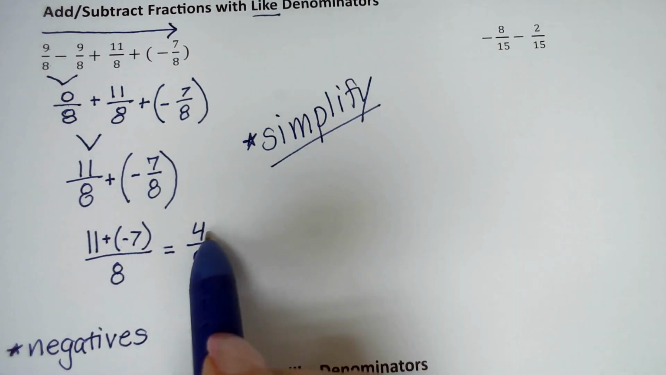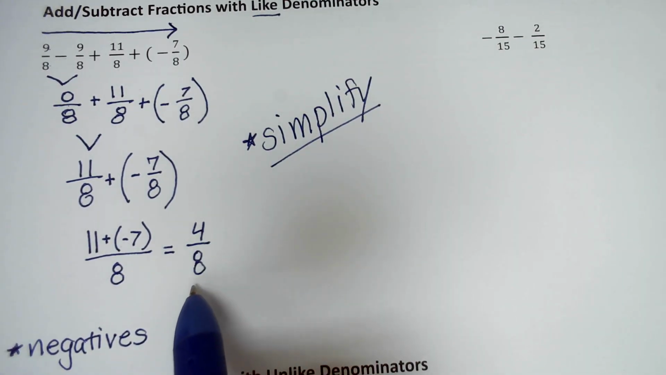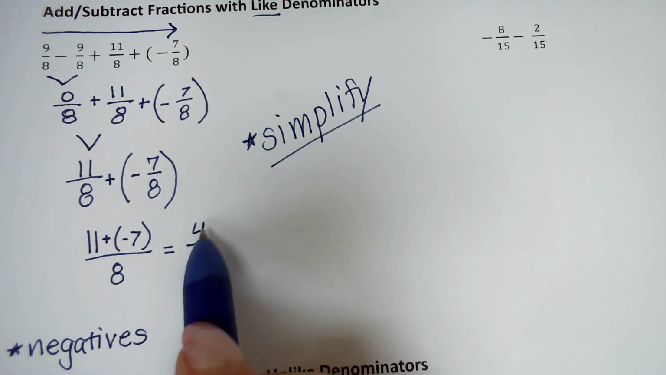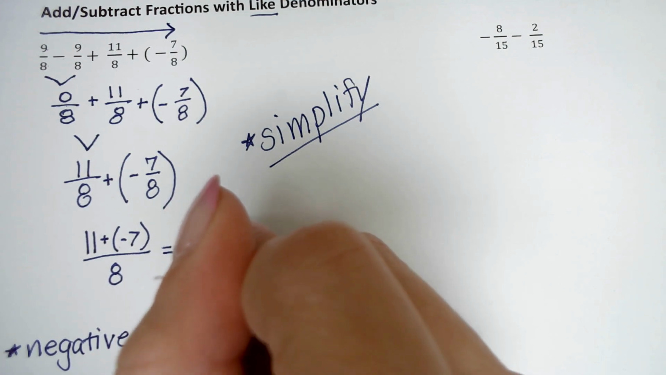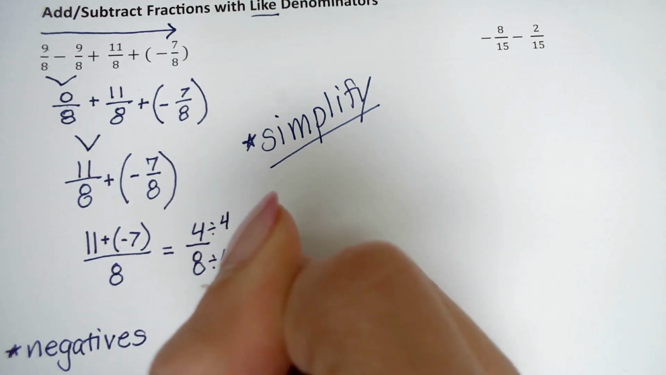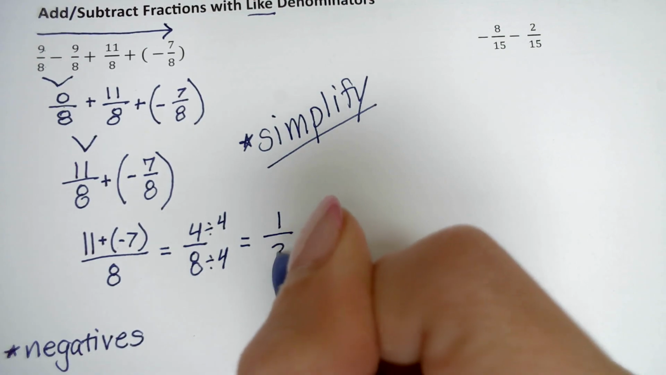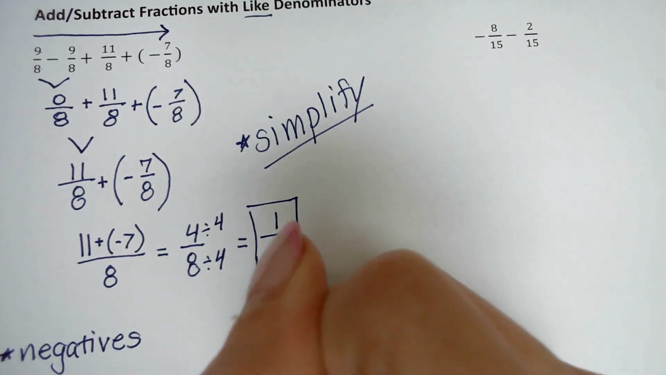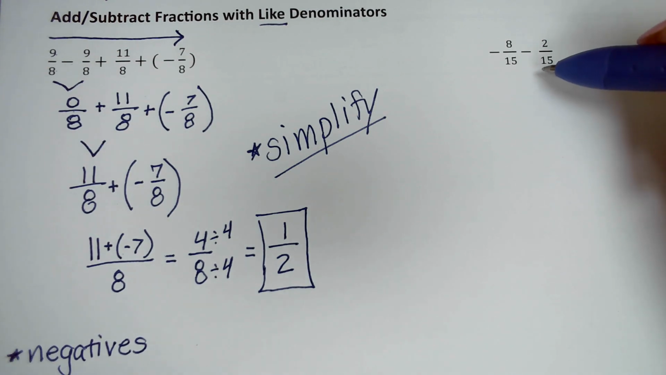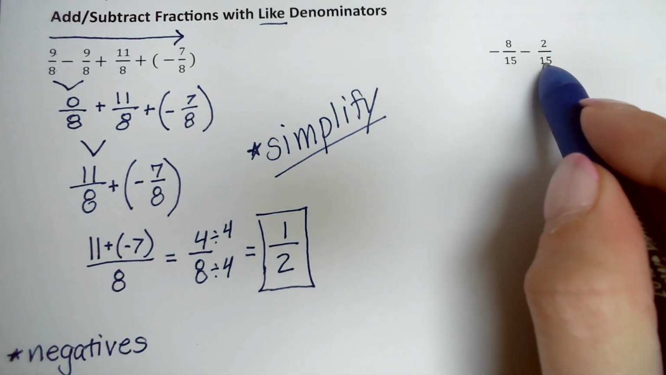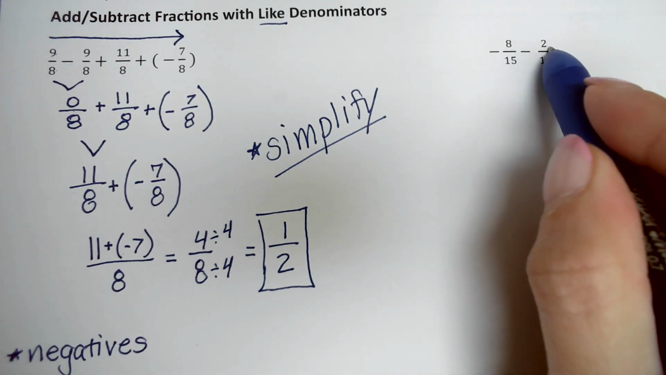Always. So if I see 4 and 8, I notice that they're both even. I also notice that they have a common factor, 4. So I can divide this side by 4, this side by 4, and we get 1/2. So that would be our answer, and it's fully simplified. Now let's look at the next one. Negative 8/15 minus 2/15. We already have the same denominator, and we only have two terms.